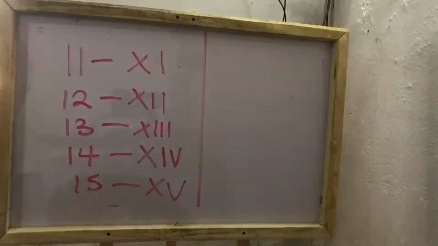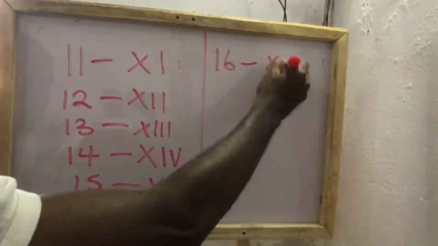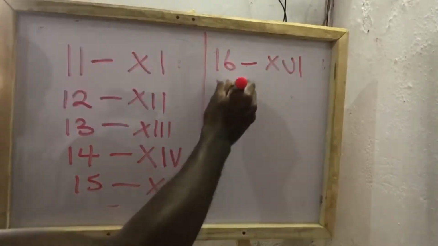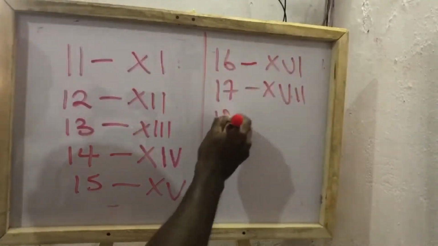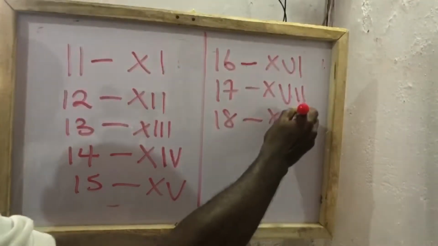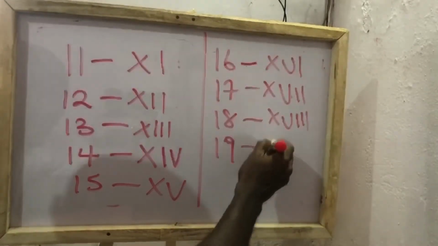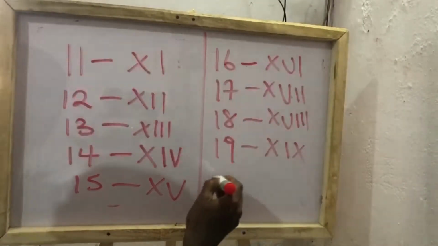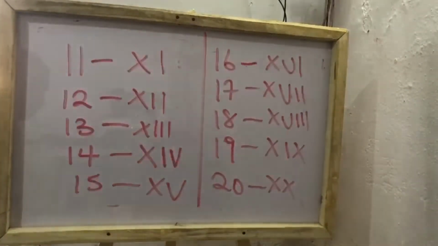Now 16. 16 will be XVI. 17 will be XVII. 18 will be XVIII. 19 will be XIX. And 20 will be XX.